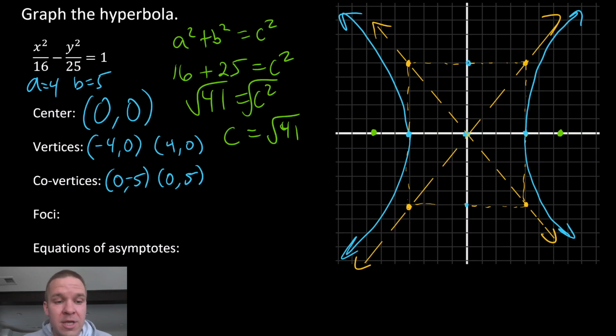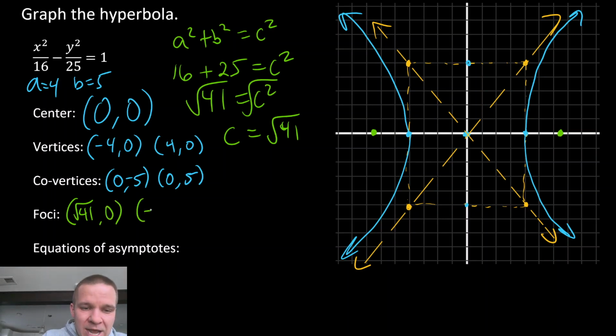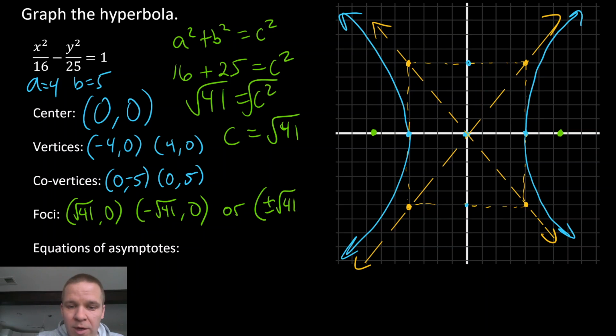What are the coordinates of the foci? Well, that would be 0, or sorry, not 0. We're going to be going square root of 41 to the left and square root of 41 to the right. So it'd be square root of 41, 0, and negative square root of 41, 0. Or you could write it as plus or minus the square root of 41, 0. Okay. Either one of those is cool. I like it. Just make sure you do whatever your teacher allows.